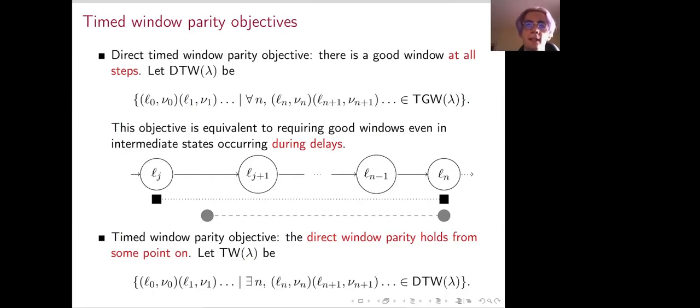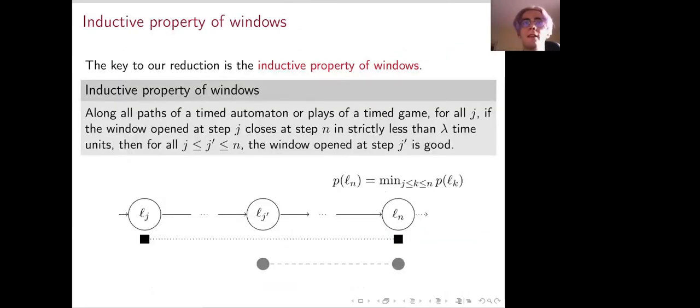The key to our algorithms is the inductive property of windows. Along all paths of a timed automaton, at any step j, if the window we open at step j closes at a step n in strictly less than lambda time units, then for all steps between j and n, we can infer that the window opened at that step is good.